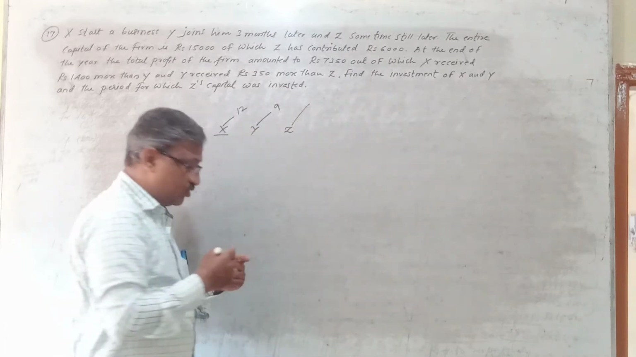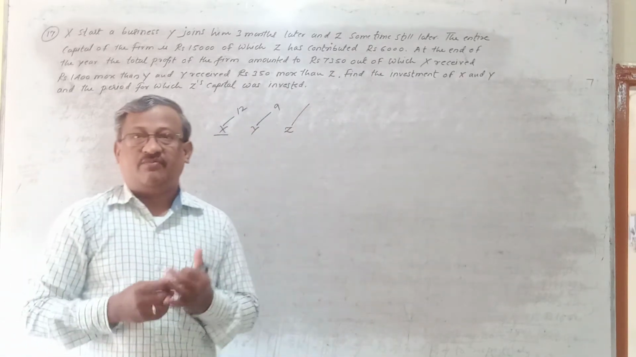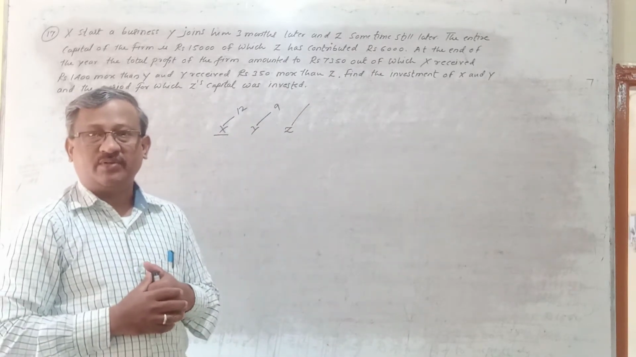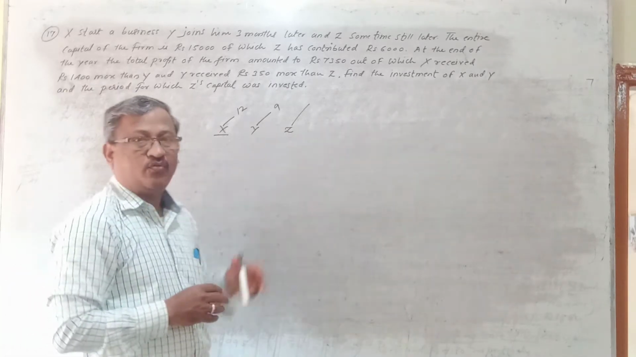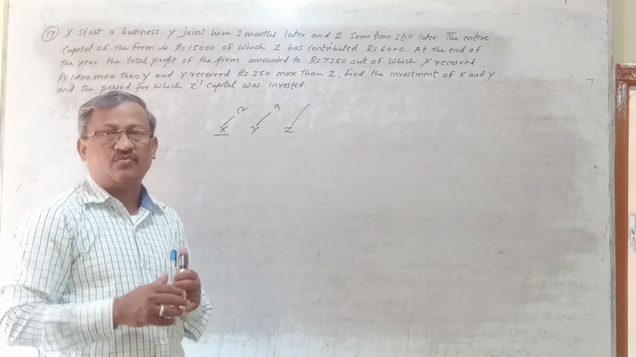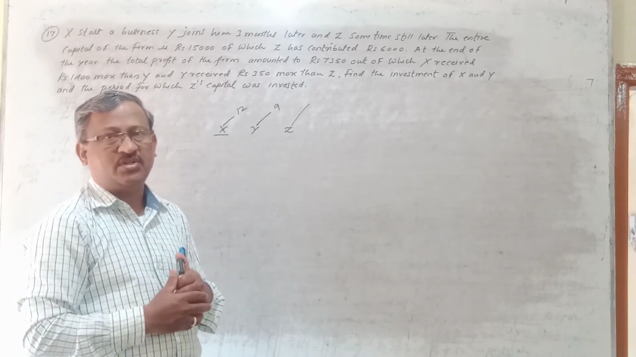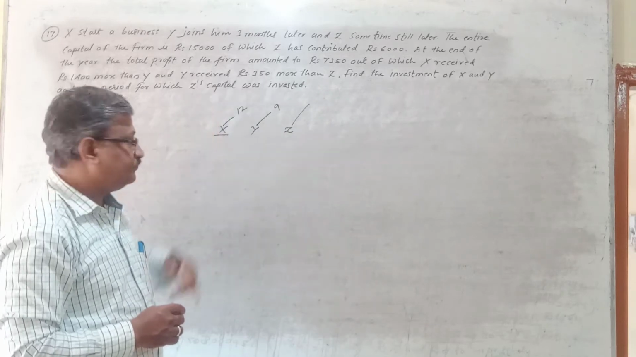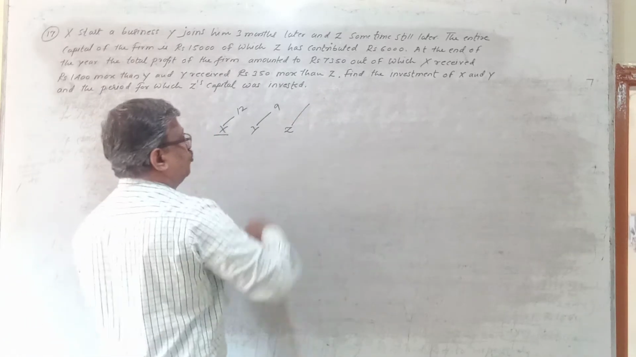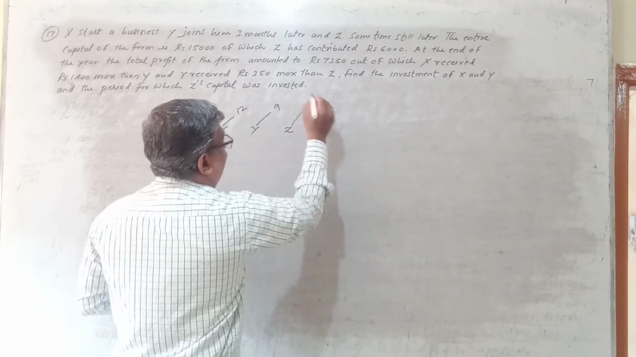And Z sometime still later. So Z has also joined the business, but when he has joined the business is not given. The problem is silent about the joining of Z. When he has joined the business, or for how many months his capital is used in the business, is not mentioned. That is what they have asked here. So when Z has joined the business is not known.